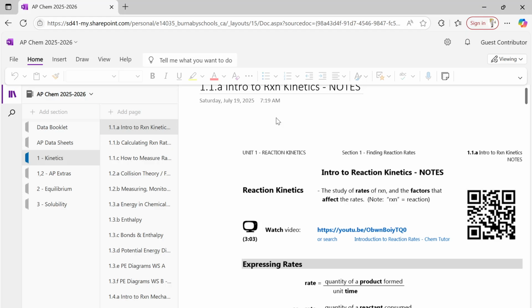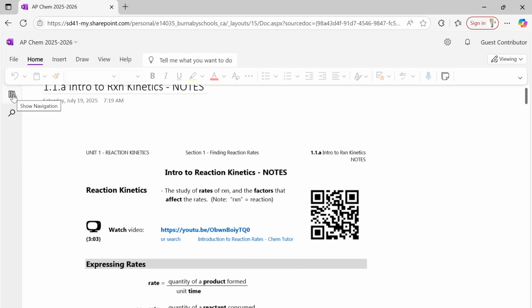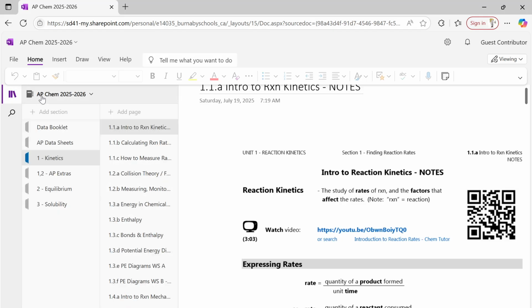Okay. If you want to see it bigger, there's a little bookshelf over on the left. You can click on the bookshelf and it will expand to show the whole thing. And you can unclick on the bookshelf again and say, oh, I don't want to do kinetics, I want to do equilibrium, and you can go to that section. Okay, so that's kind of helpful.